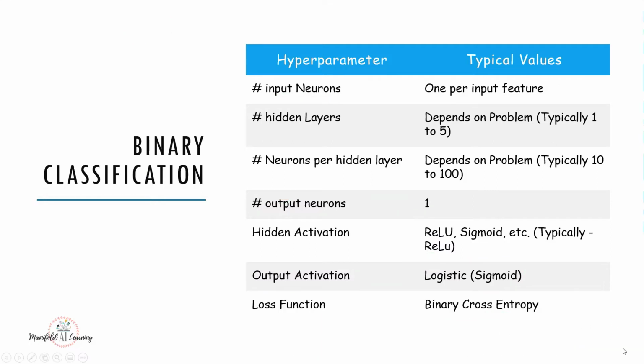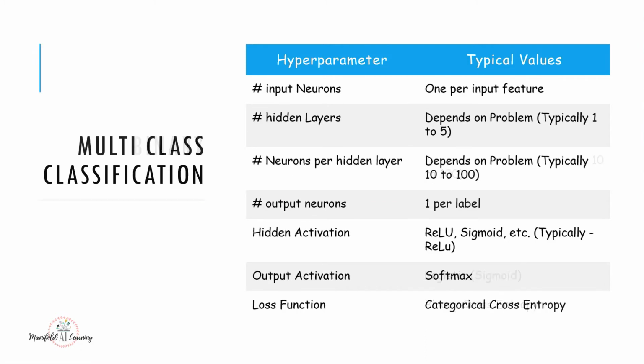Now let's take up the next problem. The next type of task that we'll be working with is multi-class classification. In case of multi-class classification, the input layer, when I'm specifying the shape, we will have one per input feature, which is the same. And coming to my hidden layers, the number of hidden layers will be typically between 1 to 5 depending on my problem that I'm working with. And the number of neurons per hidden layer would typically range between 10 to 100 depending on the problem as well. And this is very important, guys. In my output layer, I'll have one output neuron per each label.